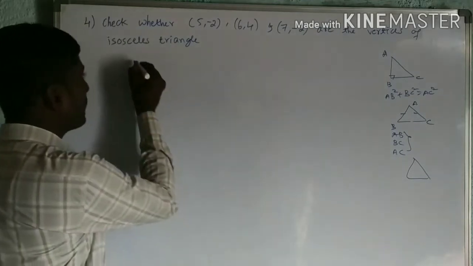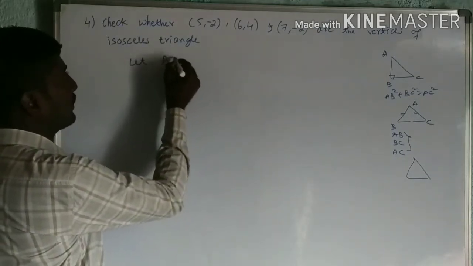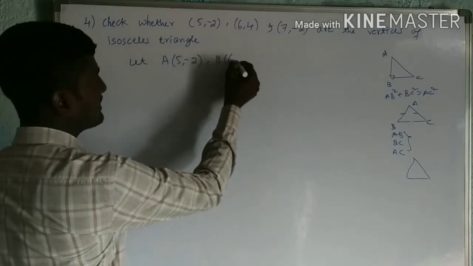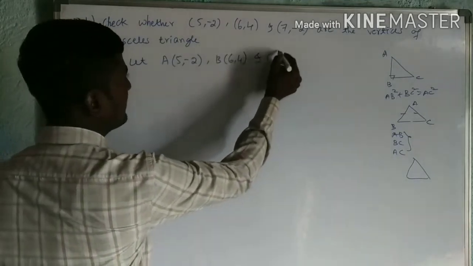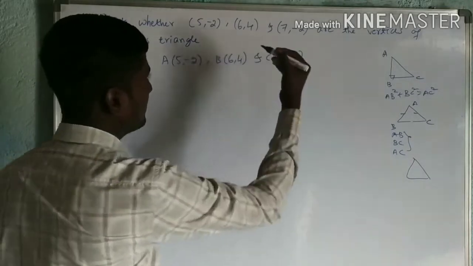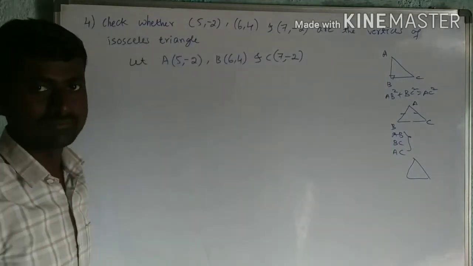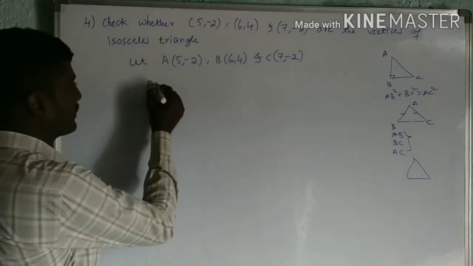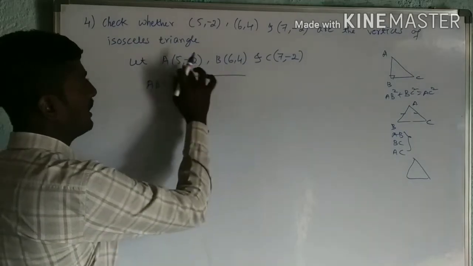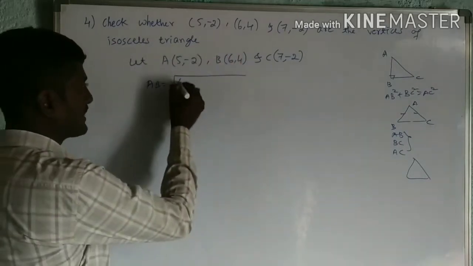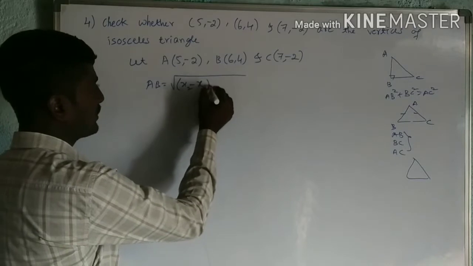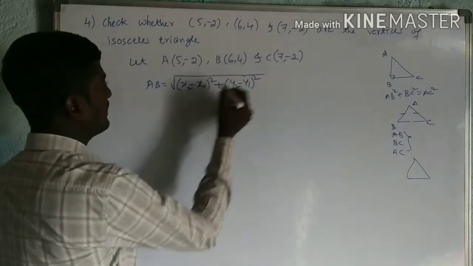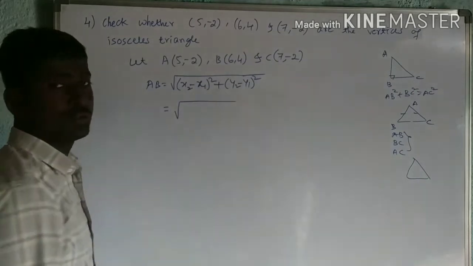Now let us take the given points first. Let A be (5, -2), and then I will take B (6, 4) and C (7, -2). So I have taken the points as A, B, C. Now first I will find the side AB. AB is equal to under root of, apply the formula, (x2 minus x1) whole square plus (y2 minus y1) whole square.